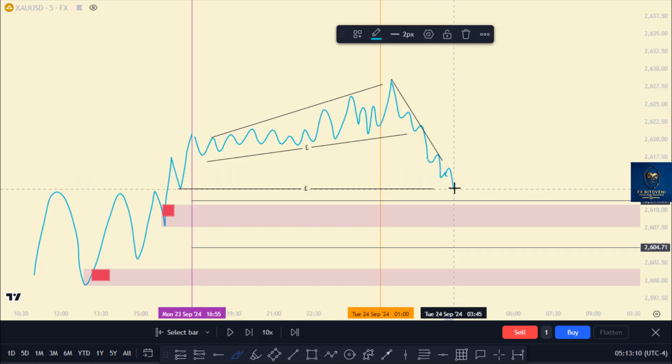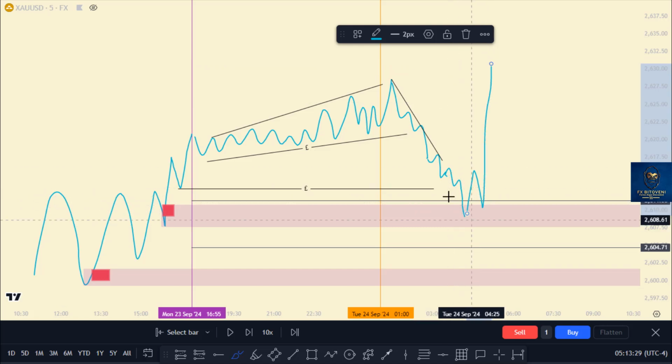Then price does what? Price comes back to your zone. After coming to this zone, you will see a break of structure or engulfing candle being formed here, and this will be your entry.